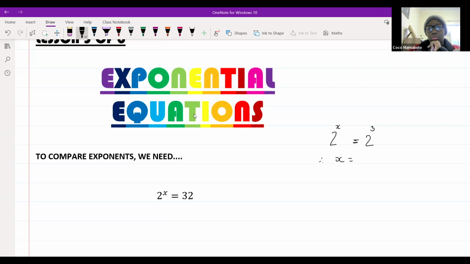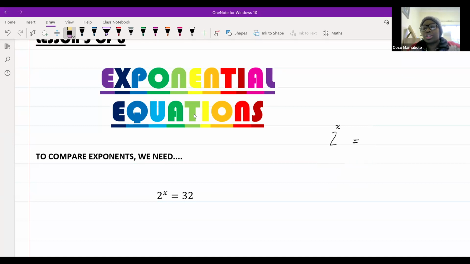X must equal? Correct, Cat. Cat has put it in the chat. X must equal 3, 100%. X must equal 3, because then my statement should read 2 to the power of 3 is equal to 2 to the power of 3. All right, and that's true, because that's going to give us 8, and that's going to give us 8. 8 is equal to 8. It's quite simple. We're not really doing anything revolutionary here, right?